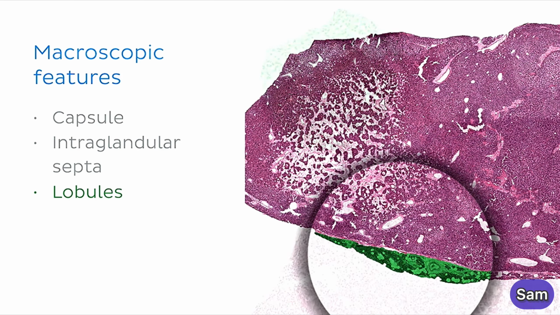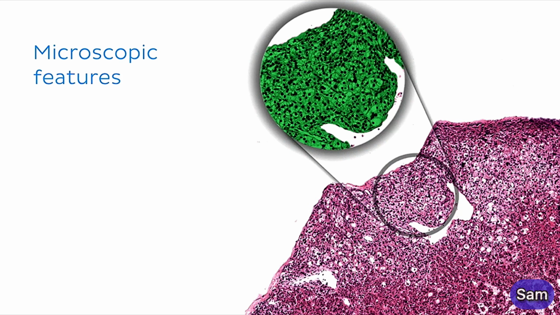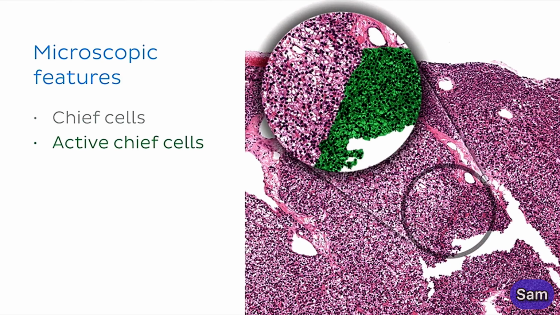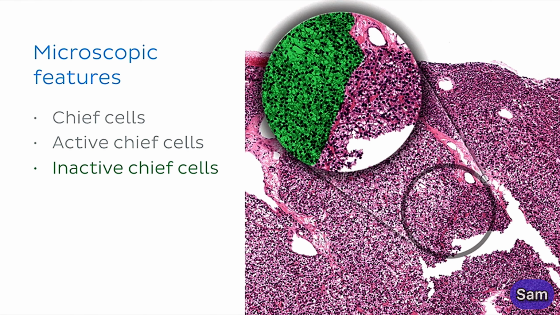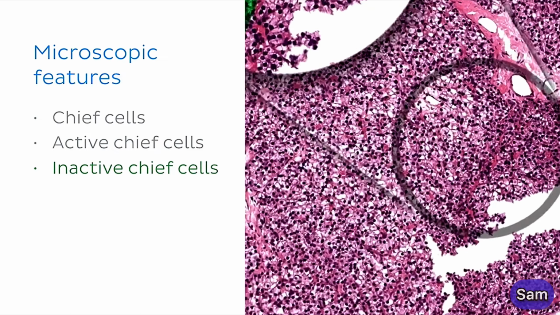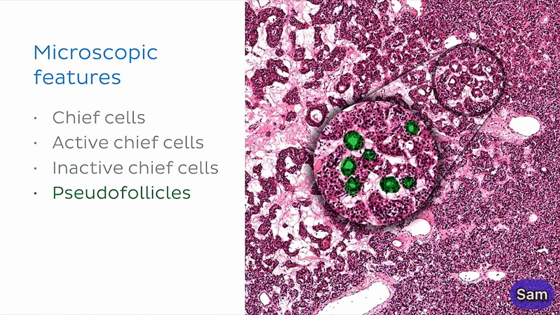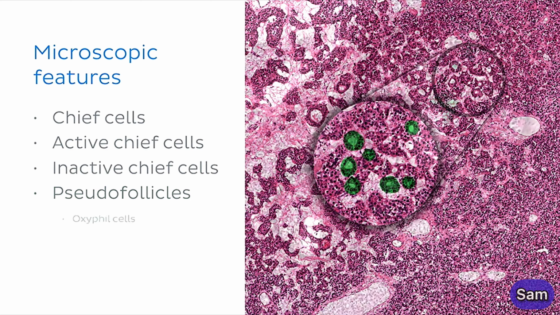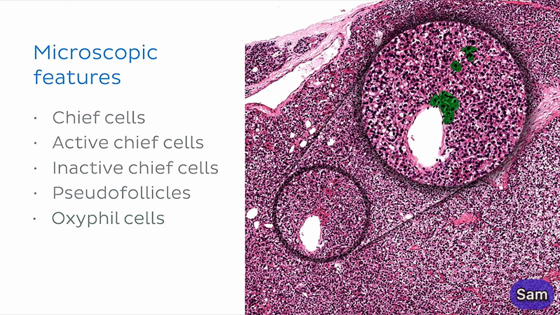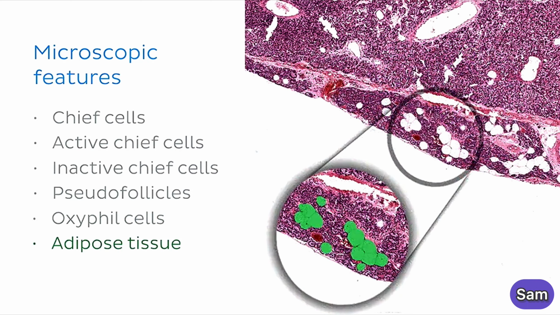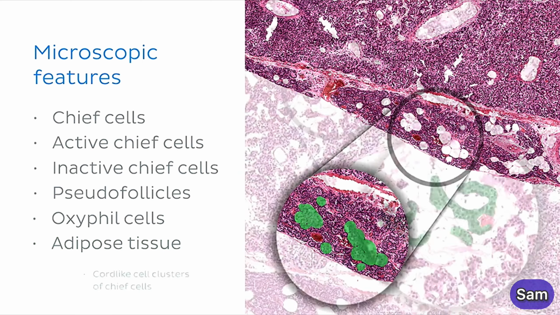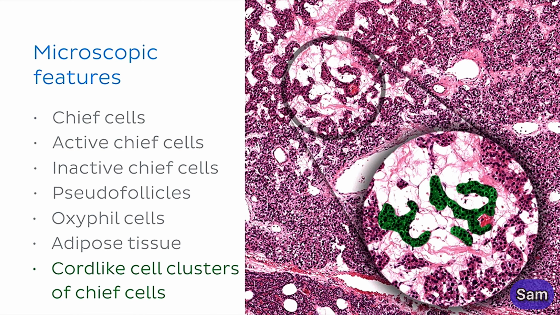Our next port of call was the cells of the parathyroid gland, starting with the most common ones, the chief cells. Chief cells can be in one of two forms: dark staining active chief cells, as highlighted in this image, or pale staining inactive chief cells. We saw that the chief cells sometimes build structures called pseudofollicles, which can look like follicles of the thyroid gland. Another group of cells in the parathyroid gland are the oxyphil cells, which still don't have a fully understood function. We identified some adipose tissue, which only begins to appear in the parathyroid glands around puberty, and can cause the chief cells to take on a cord-like cell cluster appearance.